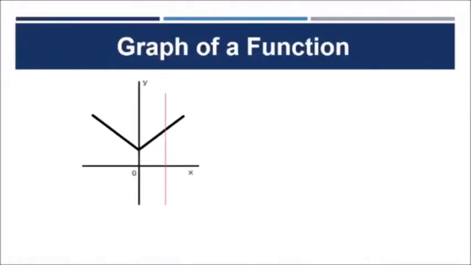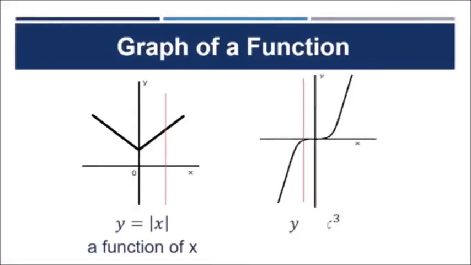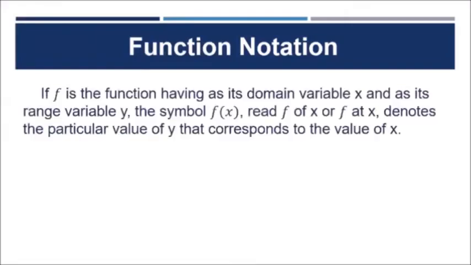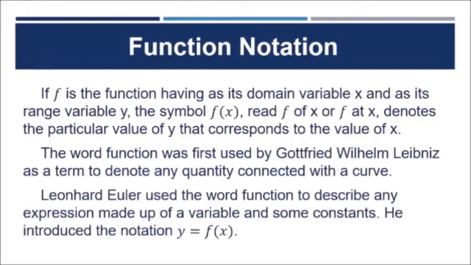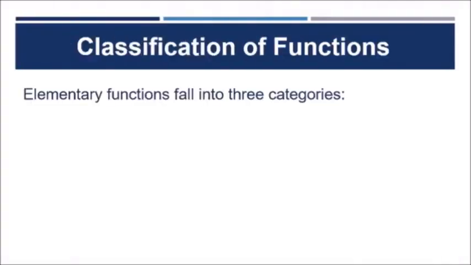And then we have y equals the absolute value of x, which is a function of x. And another graph, y equals x cubed, is another function of x. The function notation y equals f of x was given by Leonhard Euler. So we can now classify the functions.